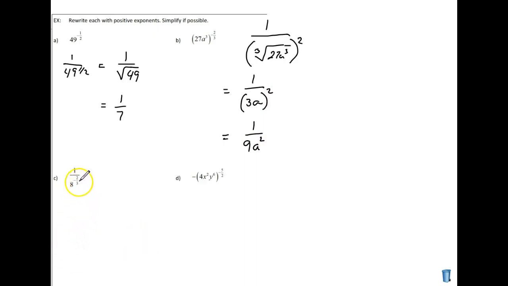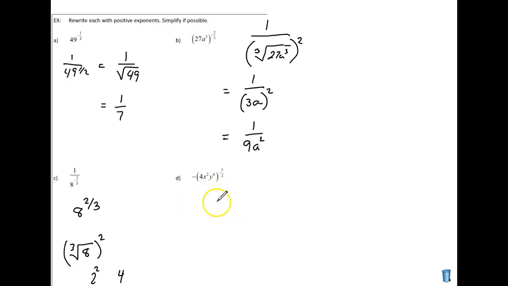Remember that if it's already in the denominator, a negative exponent will bring it back to the numerator, so this just becomes 8 to the 2/3 power, which is, of course, the cube root of 8, and then we're going to square it. What is the cube root of 8? That is 2. And 2 squared is 4.